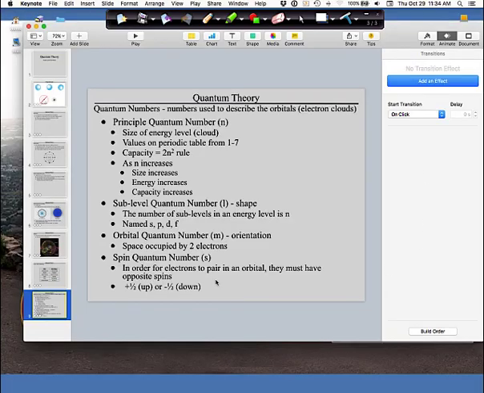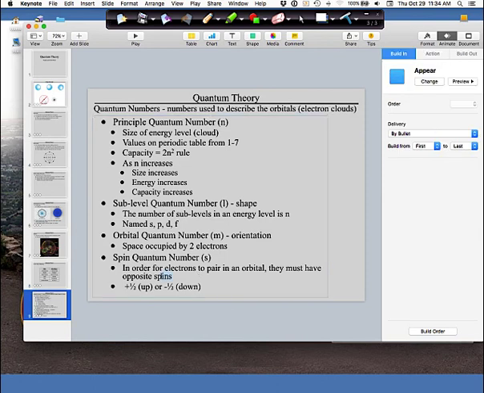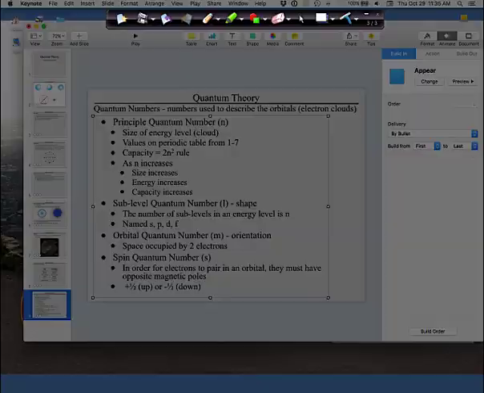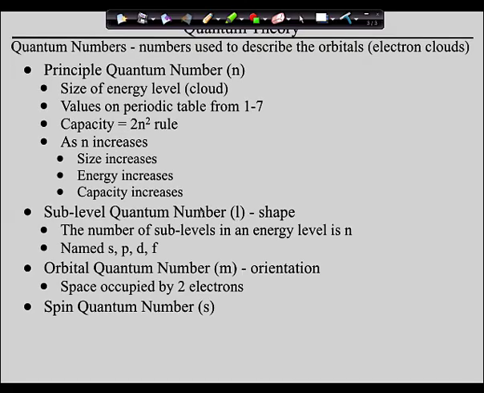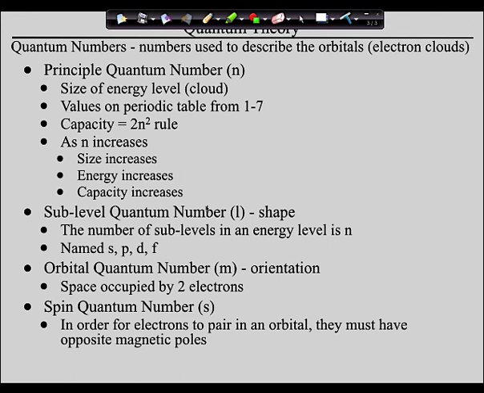I'm going to change that. They must have opposite, what does your paper say? Does it say something down there? Because maybe they must have, I'm going to change this, opposite magnetic poles. That's better. That describes it better. They must have opposite magnetic poles.